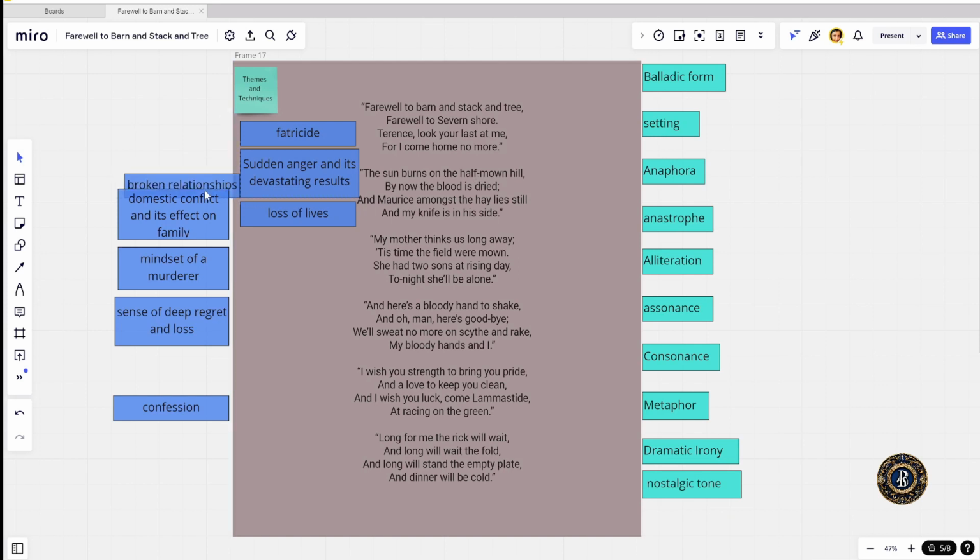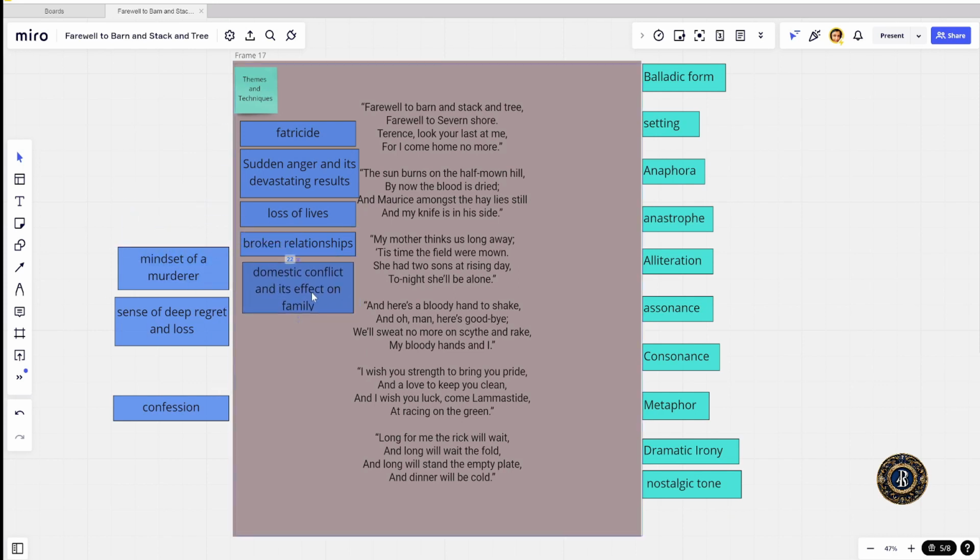Then this is about broken relationships. The relationship between the two siblings, two brothers, is broken. And also the relationship with the mother. The speaker lost his relationship with the mother because of this murder. And he's going to lose his close friend Terence as well, because he says goodbye to his friend Terence here. He's not going to communicate or keep a relationship with this friend.